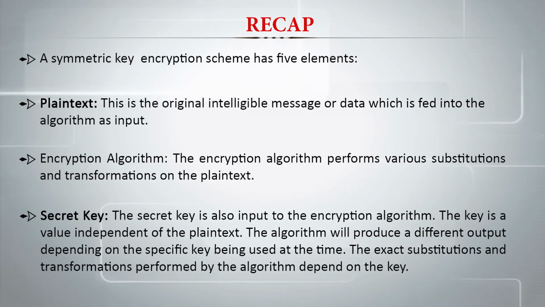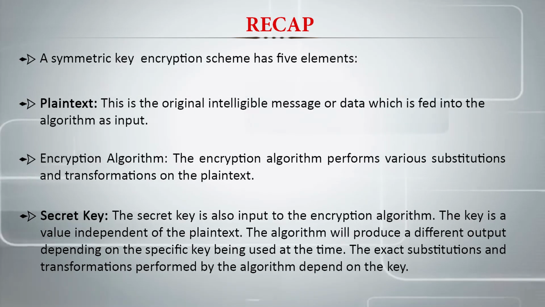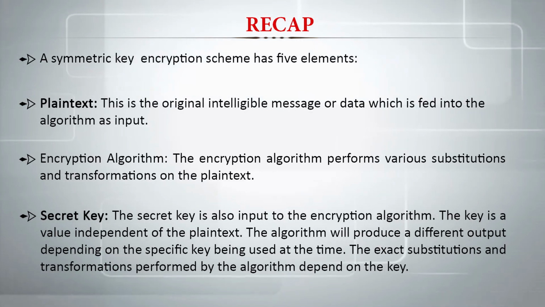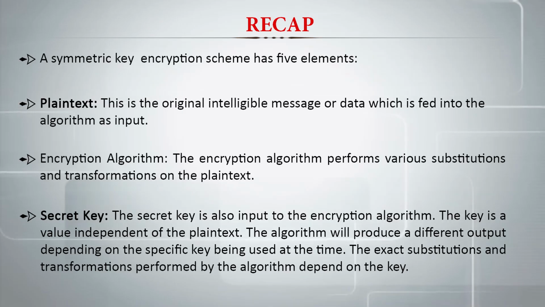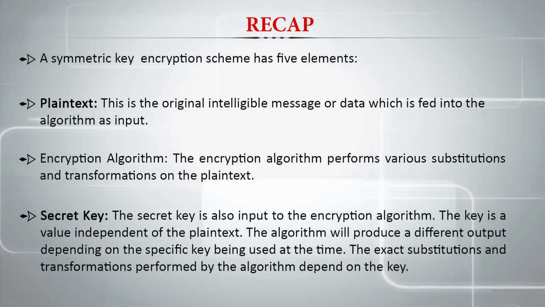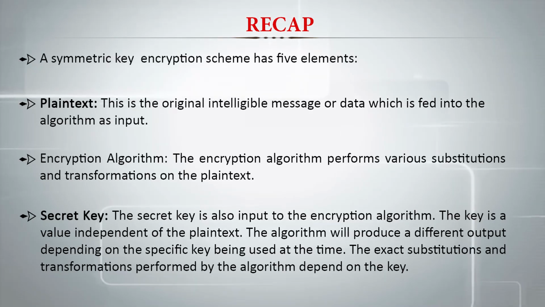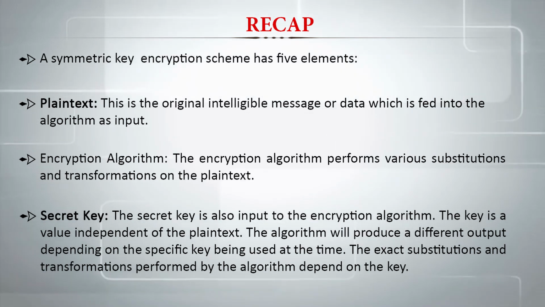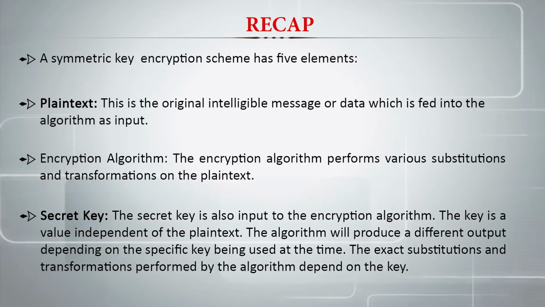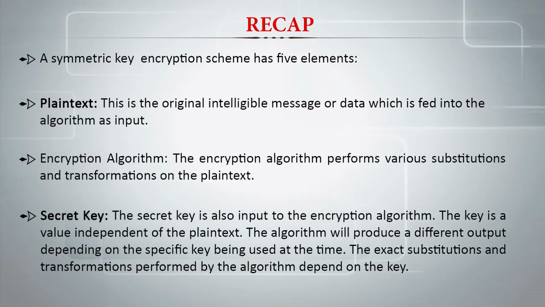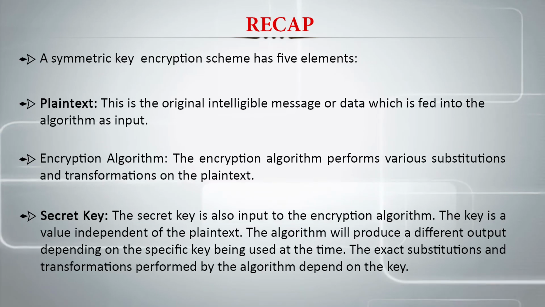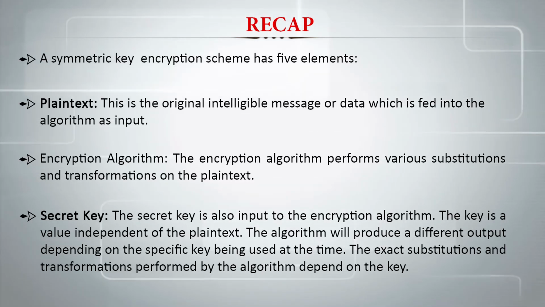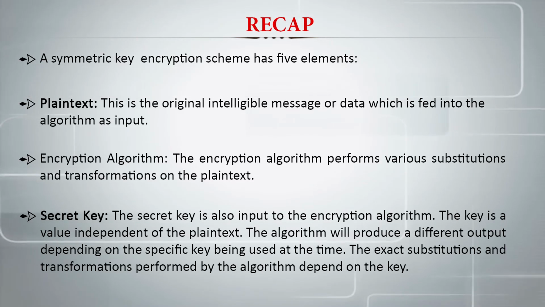There is a secret key. The secret key is also input to the encryption algorithm. The key is a value independent of the plain text. So we are giving two kinds of input to the algorithm: one is the plain text, and second is the secret key. The algorithm will produce a different output depending upon the specific key being used at that time. The exact substitutions and transformations performed by the algorithm depend upon the key.